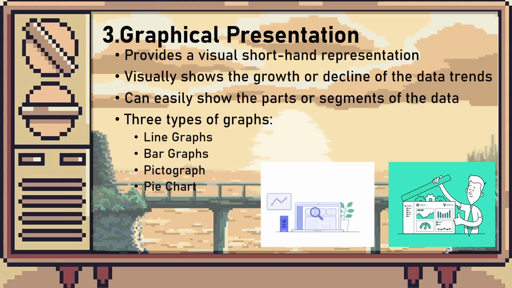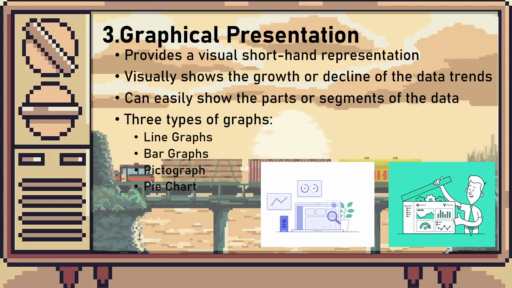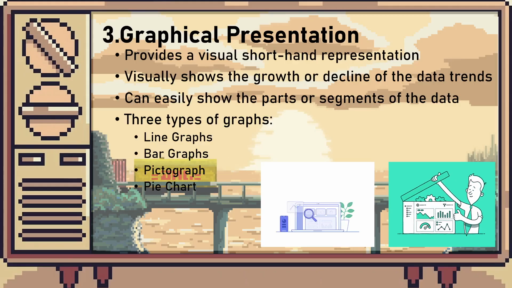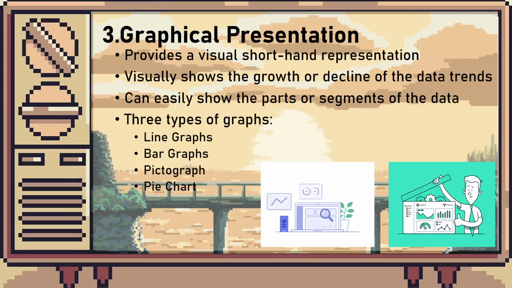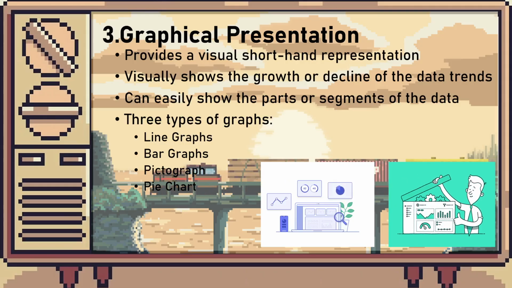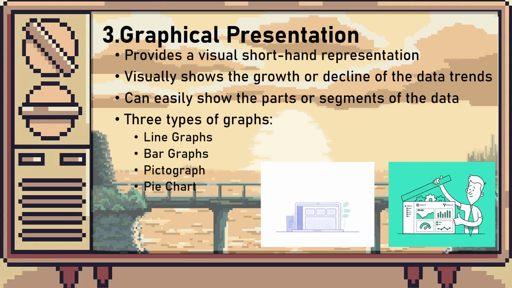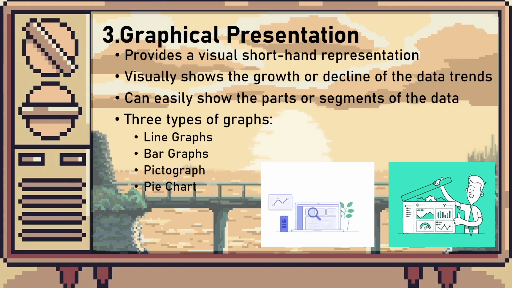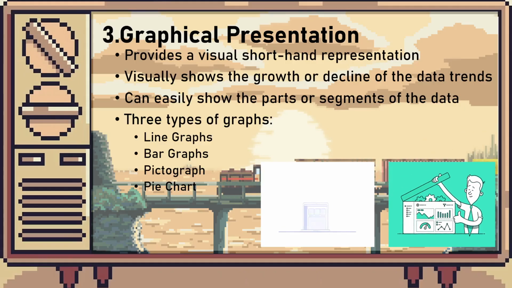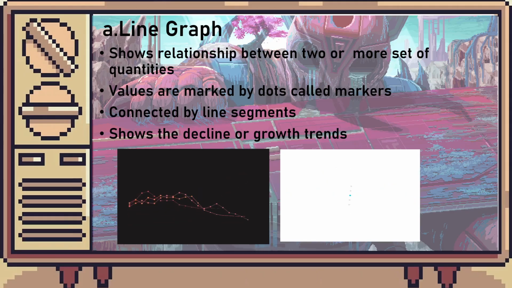There are three types of graph. So we have line graph, bar graph, pictograph, and pie chart. I said three here because there are three graphs and then a chart, no? So we have the pie chart, which is somewhat different from the others. The three show you the trends, while the pie chart only shows you a segment or parts of a population or data set.